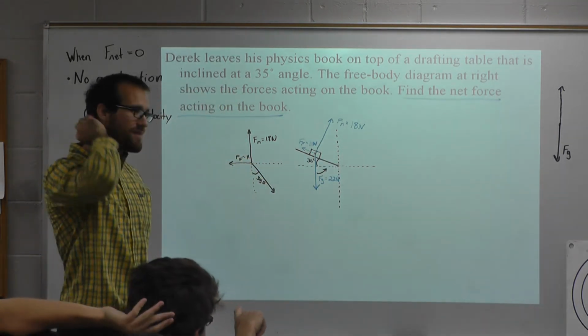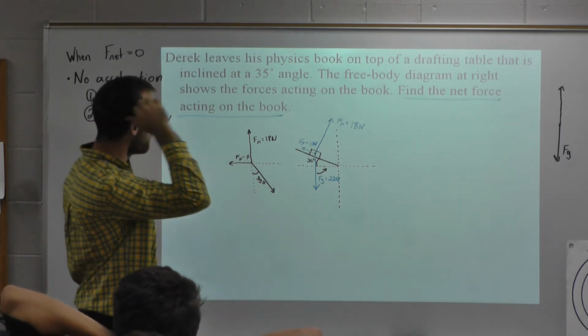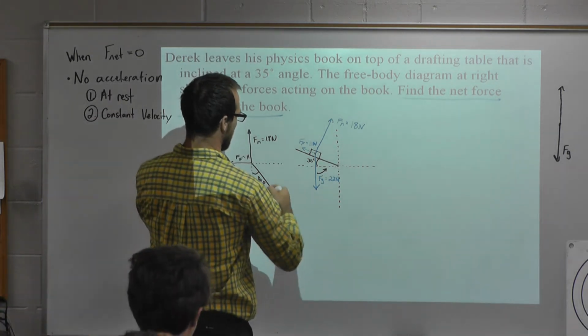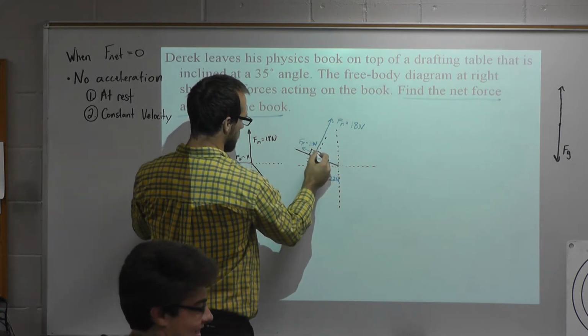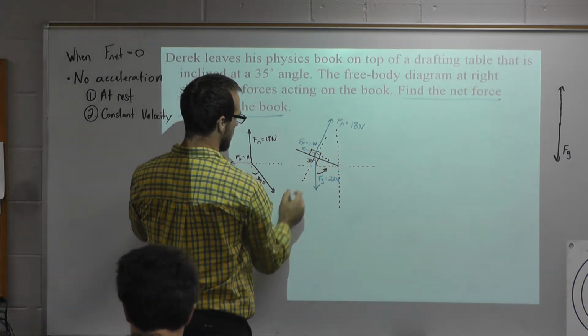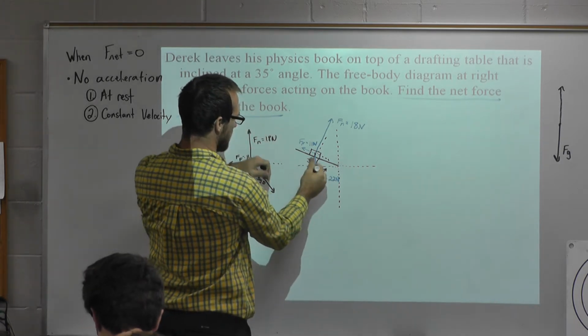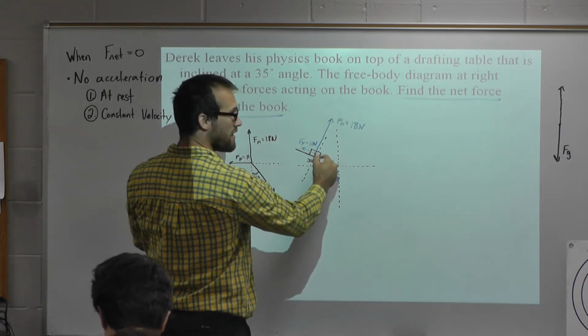Why did you choose this? Well, if I were to draw an actual x, y right here, you see how when I shifted it 35 degrees it would be that angle, not the other angle.